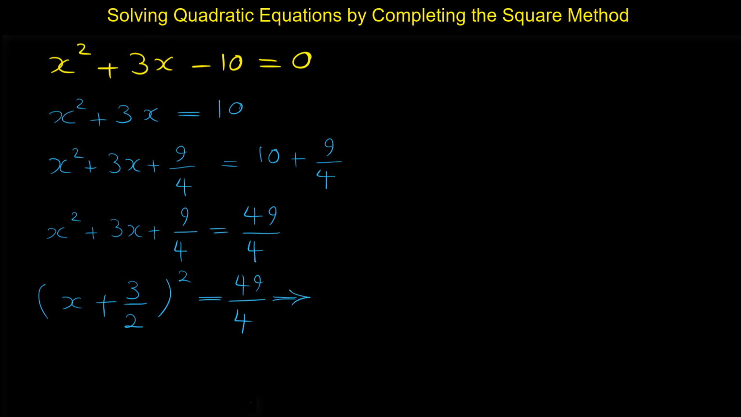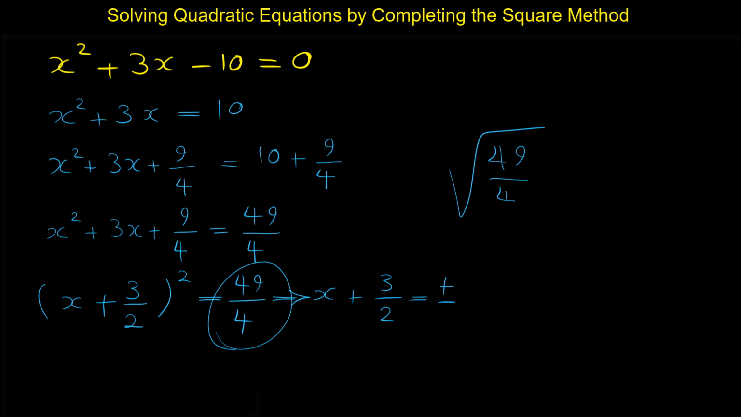If we take a square root from both sides of the equation, we have x plus 3/2 equals plus minus a square root of 49/4. Note that a square root of 49 is 7 and a square root of 4 is 2. So a square root of the right side of the equation is 7/2.